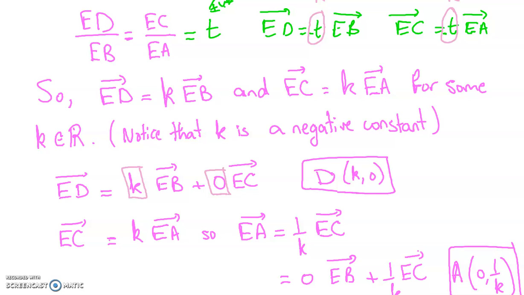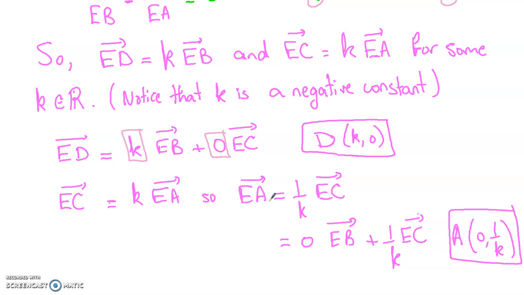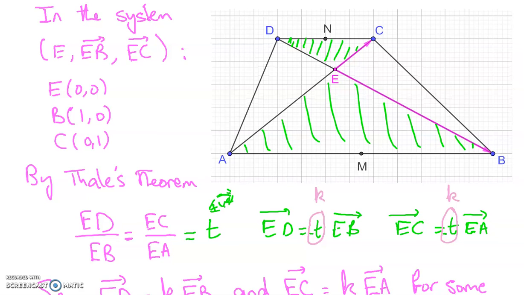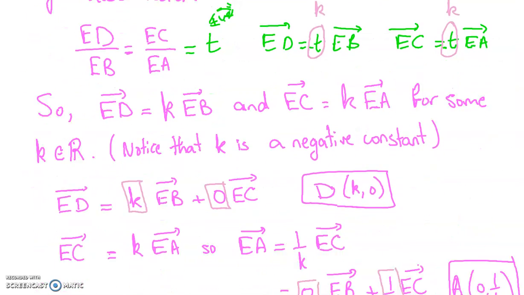Similarly, we have EC equal KEA. Okay, but we already have the coordinates of C. I want to find the coordinates of A. So I want to find EA. Divide by K. So we get EA equals 1 over K EC. Okay? I want to write EA as a linear combination of EB and EC. There is no EB, so it's 0 EB plus 1 over K EC. This means that the coordinates of EA, which are the same as the coordinates of A, are 0, 1 over K. So now we have everything that we want. We have the coordinates of E, B, and C, as well as A and D.